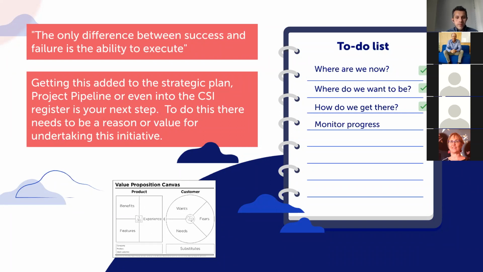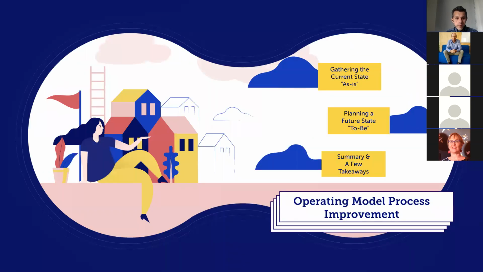The final thing on your to-do list is obviously to monitor progress. So, keep having those stages where you check in and go, are we on track to deliver? Are we on the same plan? Do we want to change anything? Do we need to pivot? All that kind of stuff. It's a really, really important part, to monitor your progress through that. I think that's the planning a future state to be.